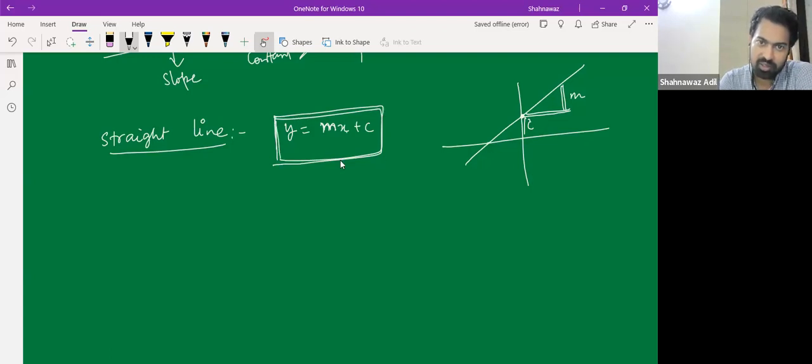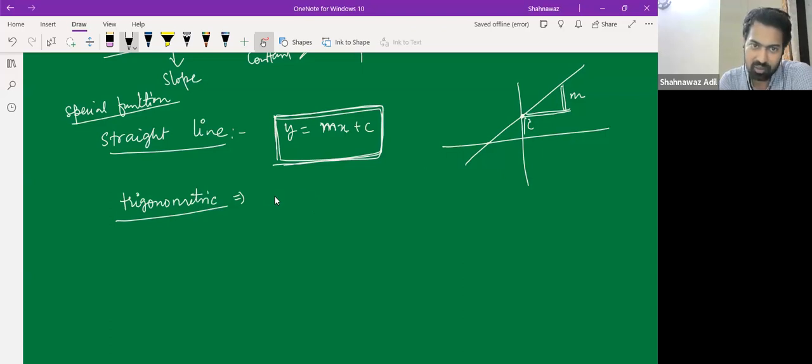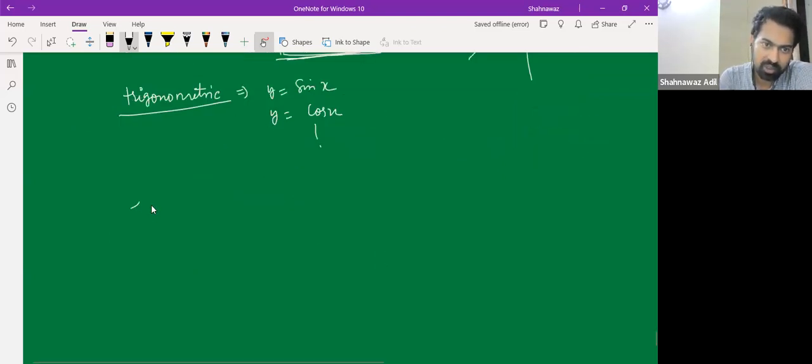Yeah. So this represents a straight line, and then you have these trigonometric functions. So I'm talking about some special functions. Right. And you have this trigonometric function. So in trigonometric function, you have this sine x, and y equals sine x. Right. And then you have y equals cos x and so on. And then you have this exponential function.